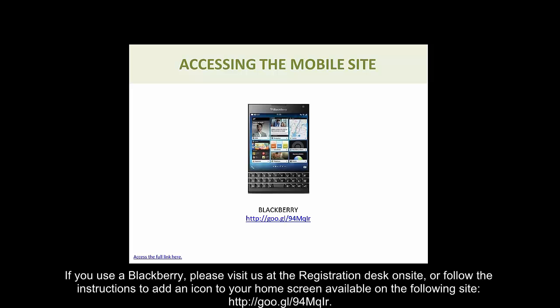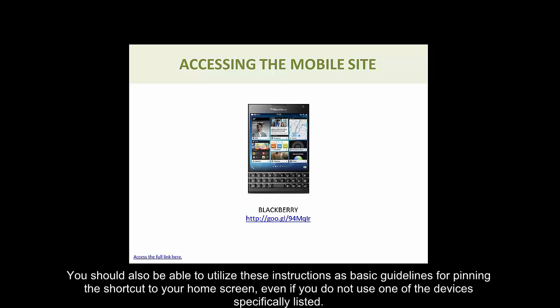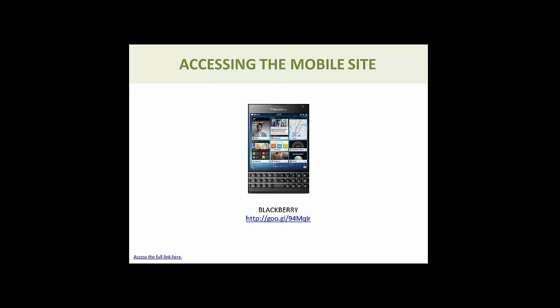If you use a BlackBerry, please visit us at the registration desk on site or follow the instructions to add an icon to your home screen available on the following site. If you use a smartphone that was not listed, remember you can always bookmark the conference website so you have easy access once you open your web browser. You should also be able to utilize these instructions as basic guidelines for pinning a shortcut to your home screen, even if you do not use one of the devices specifically listed.